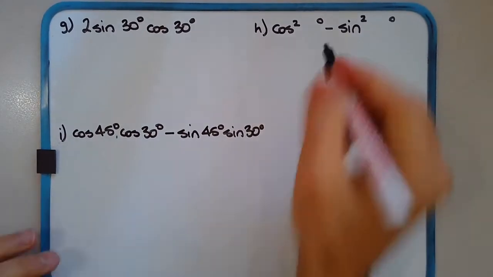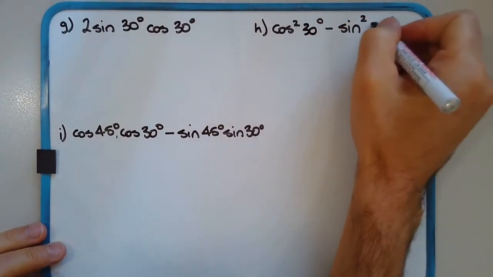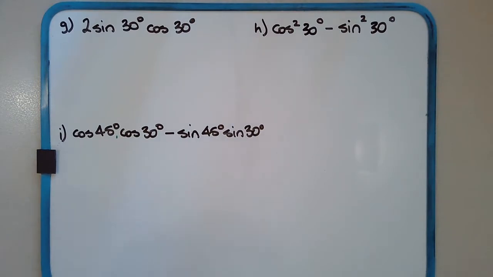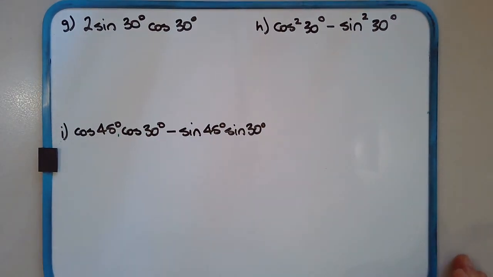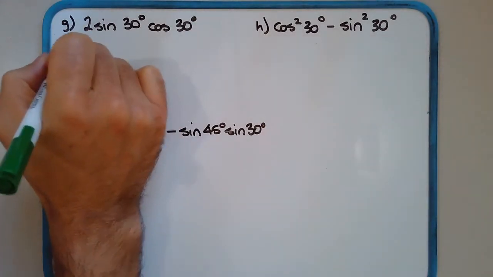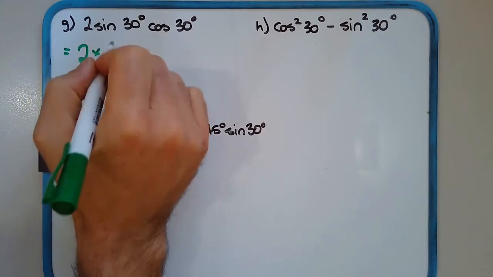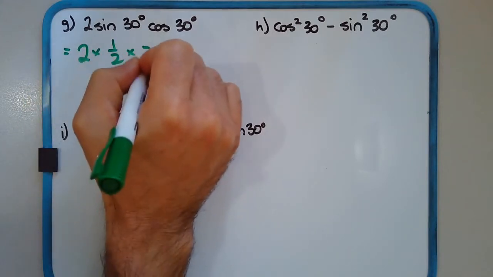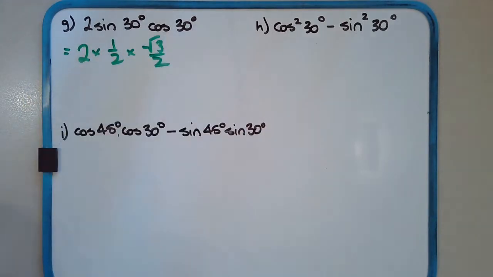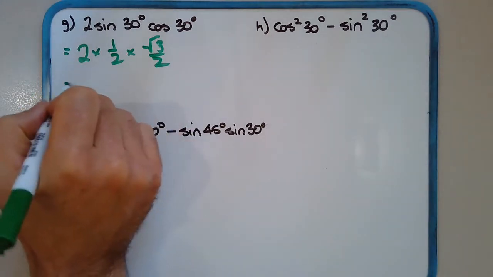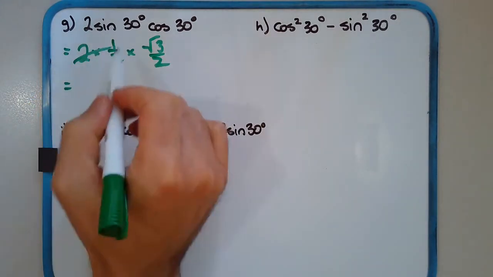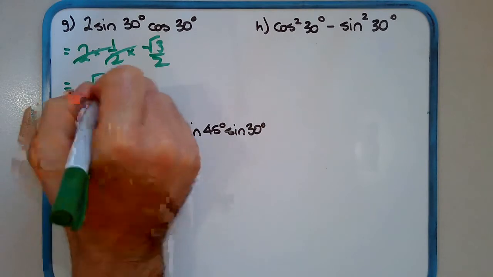Oop, forgot to fill this one in. That's meant to be 30, and that's meant to be 30 there as well. Yep, that's better. All right, 2 sine 30 degrees cos of 30 degrees. So that's 2 times half times root 3 on 2. Now, 2 times half, that just disappears, so you're left with root 3 on 2.